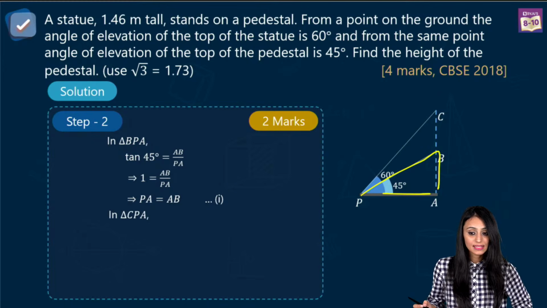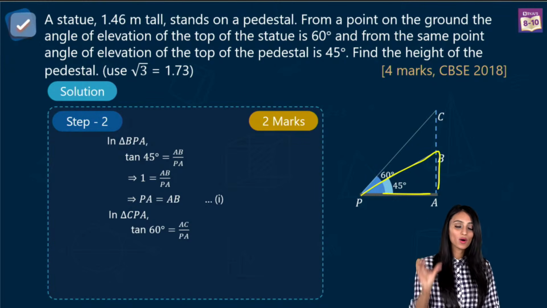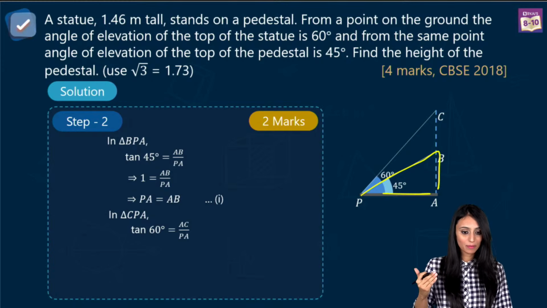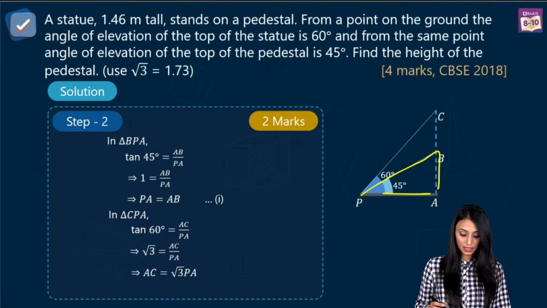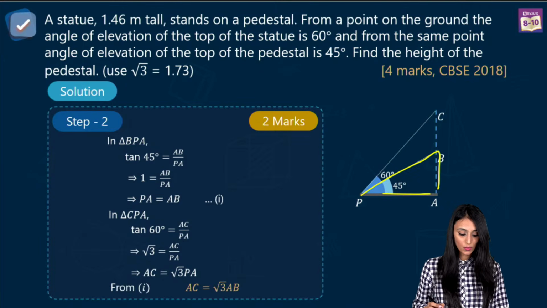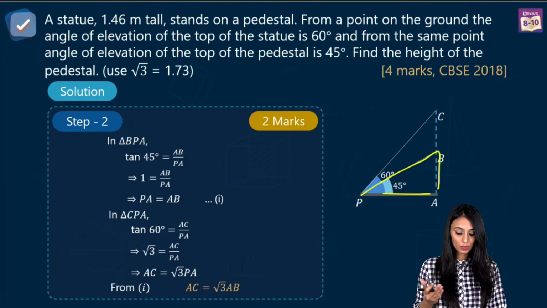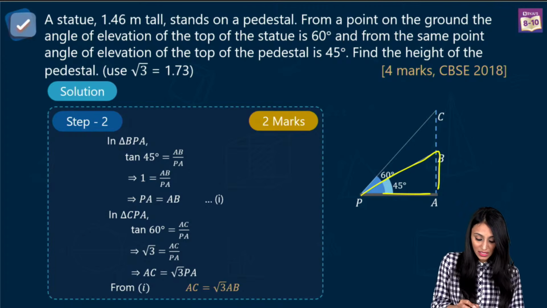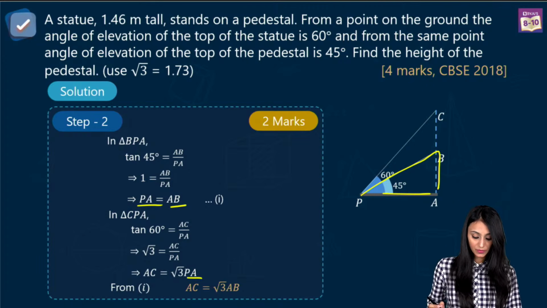Coming to the other triangle CPA, we have tan 60 degrees. So that would be AC upon PA because it is perpendicular by base. Okay. So tan 60 would be root 3. That's AC by PA. So AC is equal to root 3 PA. Right. So from this first equation, we can say that AC would be root 3 AB. Why? Because PA and AB are equal. Let's put AB here. Right. So we have root 3 AB.